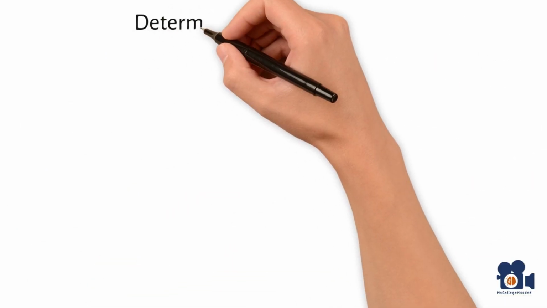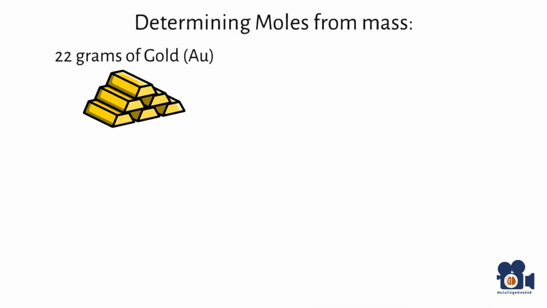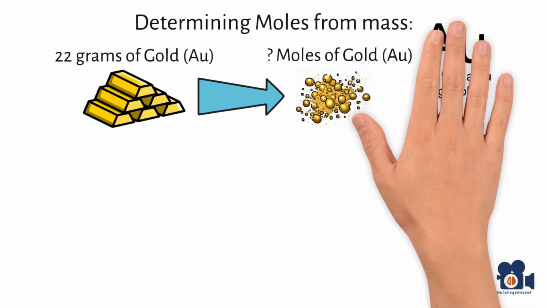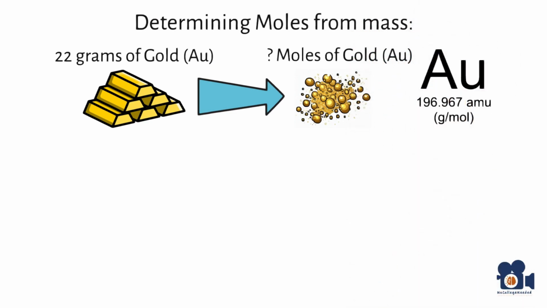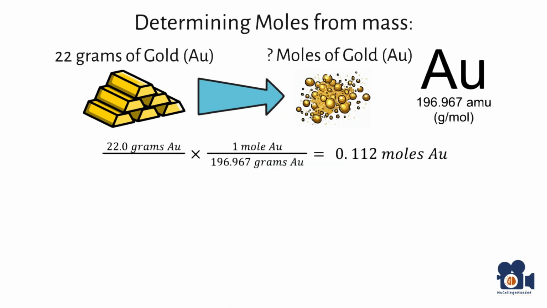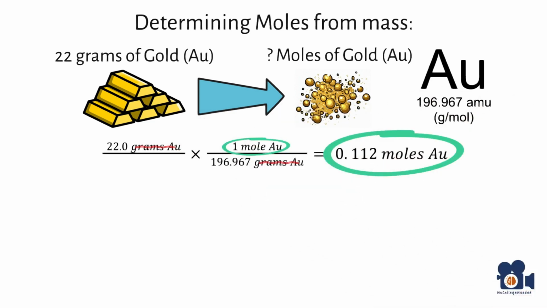An example of determining moles from mass is as follows. You have 22 grams of gold, Au, and you want to convert that to moles. Looking at the periodic table, the molecular weight of gold is 196.967 grams per mole. Using dimensional analysis once again, the equation is 22.0 grams of gold divided by 196.967 grams of gold to equal 0.112 moles of gold.